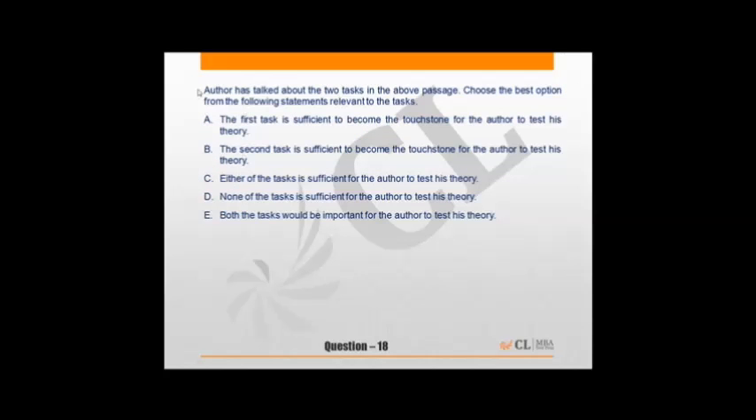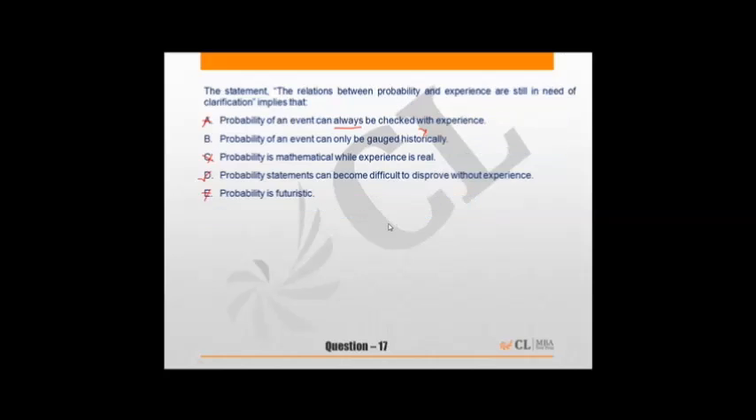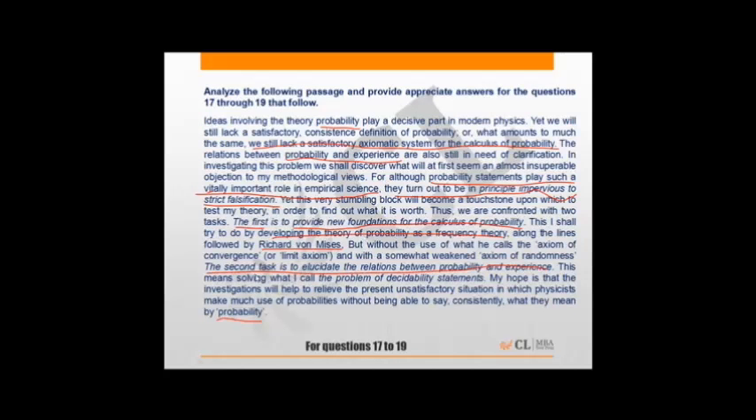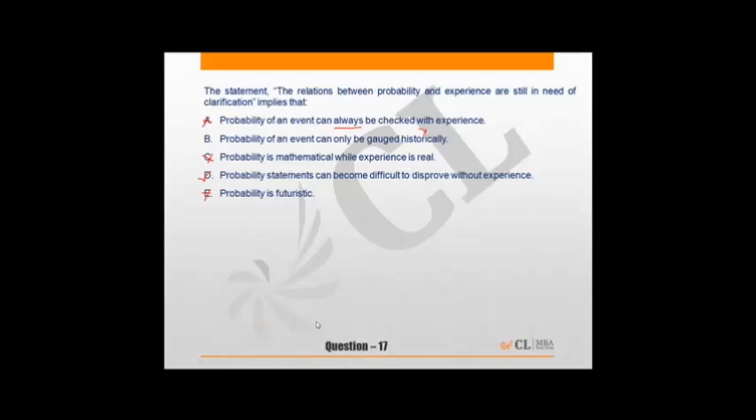The next question says the author has talked about two tasks in the above passage. Choose the best option from the following statements relevant to these tasks. So what does the author say here? The author says that in order to find out what it is worth, we are confronted with two tasks. That means he will undertake two tasks to dispel all kinds of uncertainty that surrounds probability, so that probabilities can be used by physicists without there being anything probable about probability, right?